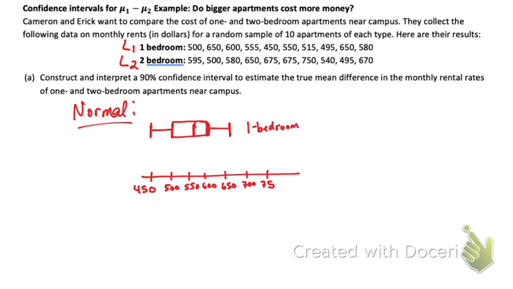And now I'm going to go to the second one. What is the minimum for the two bedroom apartments? 495. What is the Q1 for the two bedroom? 540. What is the median for the two bedroom? Did you hit the down arrow? Yeah. And then you go left and right? 650.